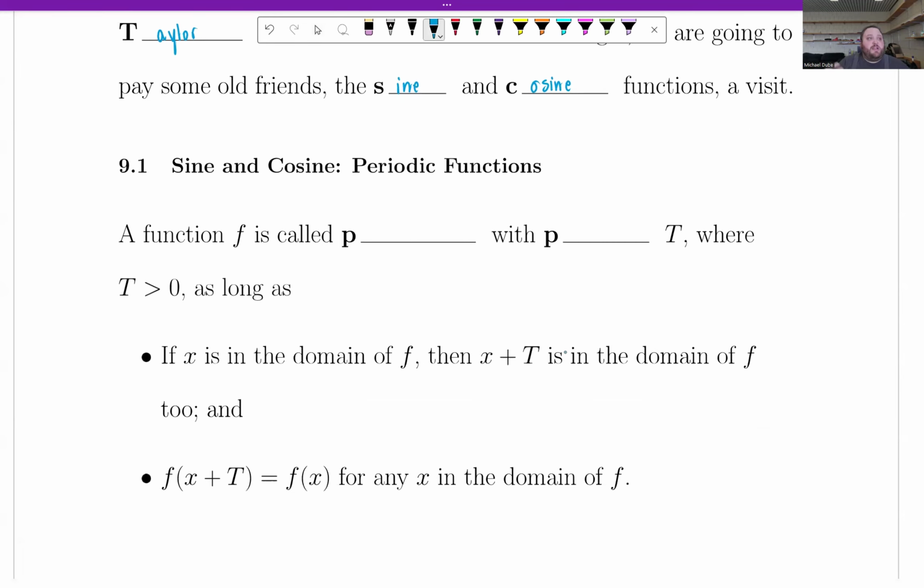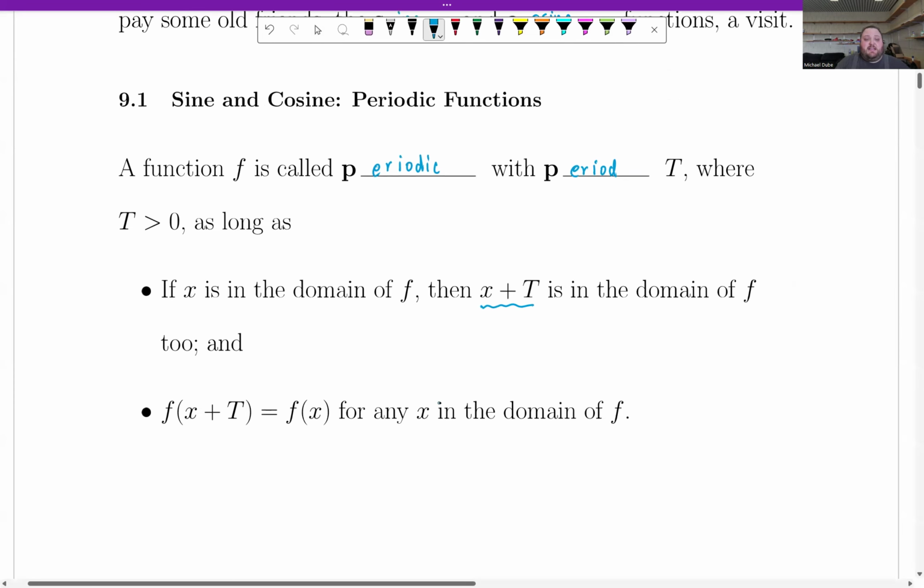Sine and cosine. We know both of these are periodic functions, which means after so much time has passed on the x-axis, we're going to repeat values. We're going to have repetition occurring in our functions, right? So a function f is called periodic with period T, where T is greater than 0, as long as if x is in the domain of f, then x plus T is in the domain of f. And for f at x plus T, its height is equal to the height of just f of x for any x in the domain of f.